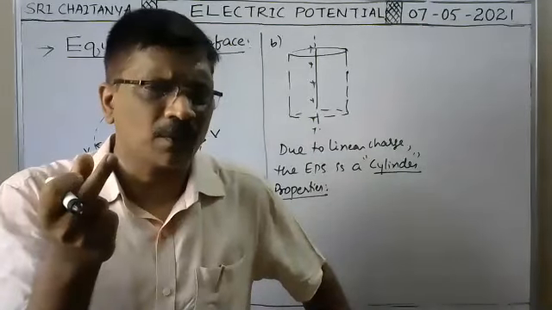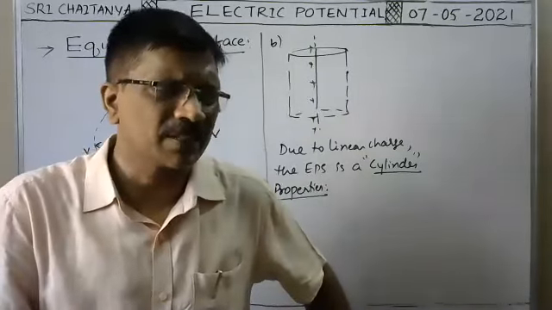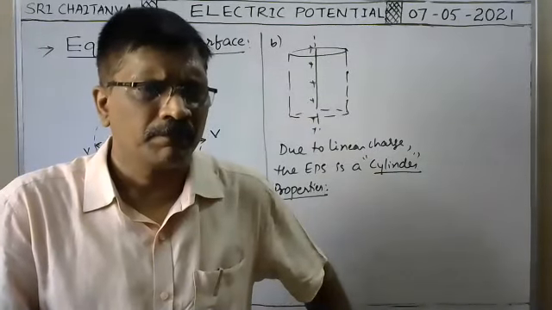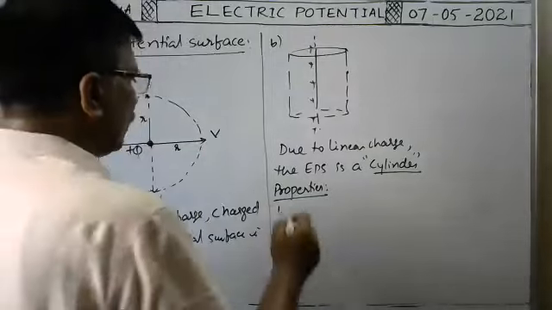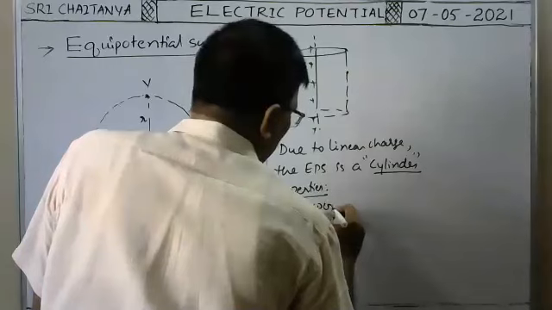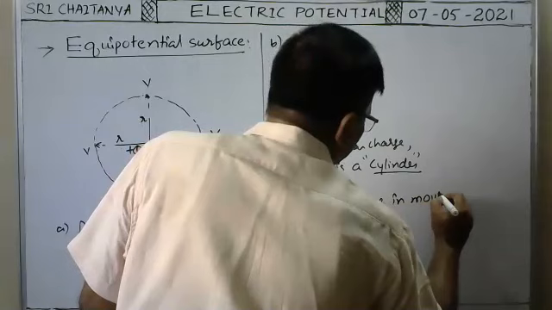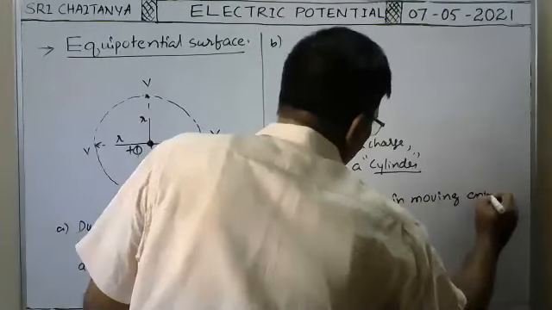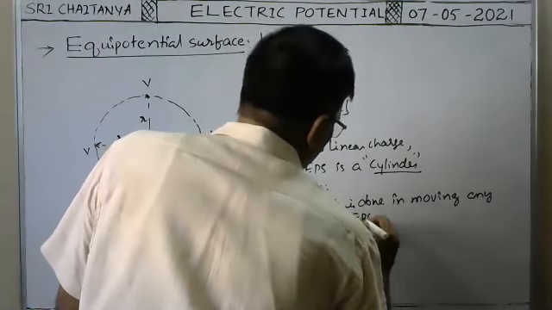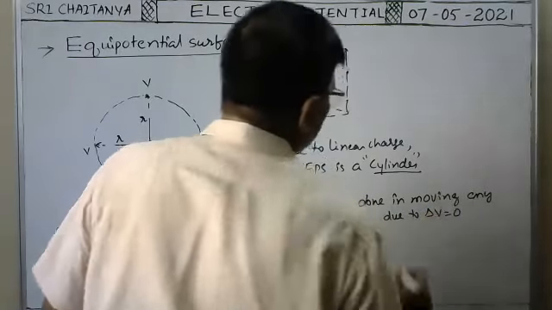Whenever the potential difference is 0 on the equipotential surface, when you move a charge from one point to another point on the equipotential surface, is there any work to be done? Is there any work done? No. That's why, here, first point: no work is done in moving any charge on an equipotential surface, because the potential difference is equal to 0.